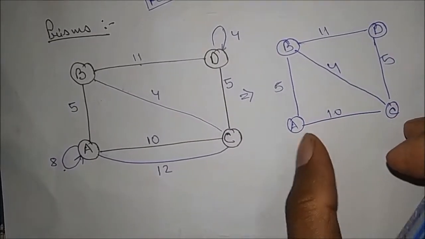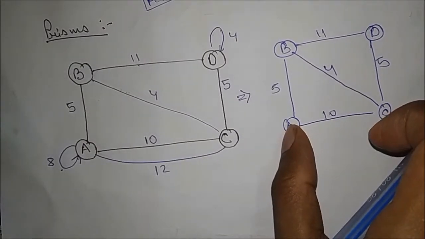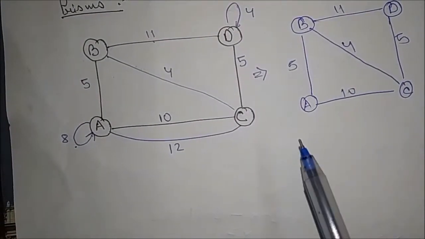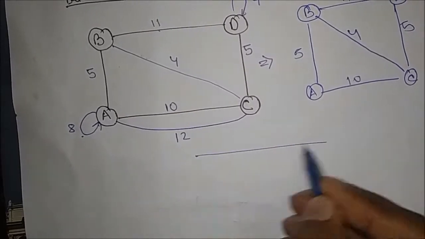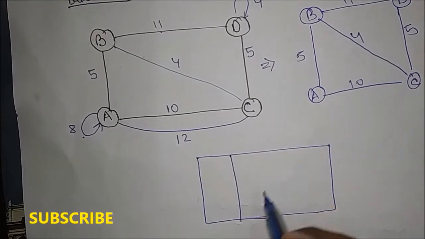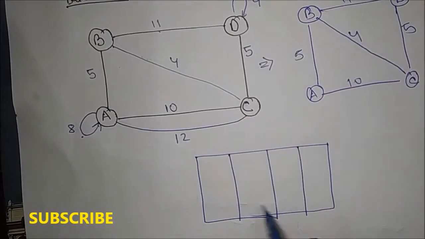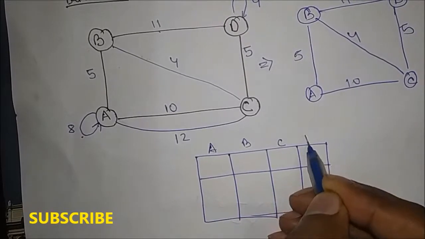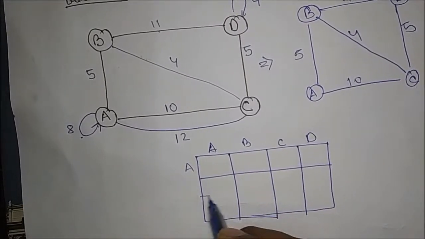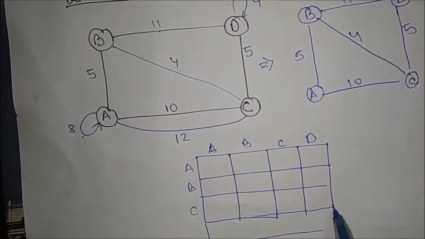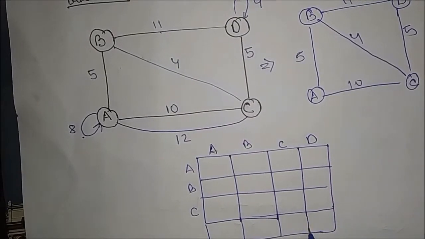Now we'll apply Prim's algorithm on this graph. See how many nodes there are? 4 nodes are there. So we have to draw a table. In this table there should be 4 nodes: A, B, C, and D, both as rows and columns.